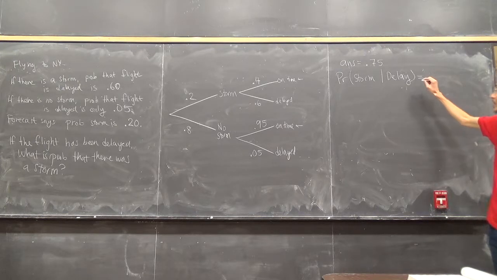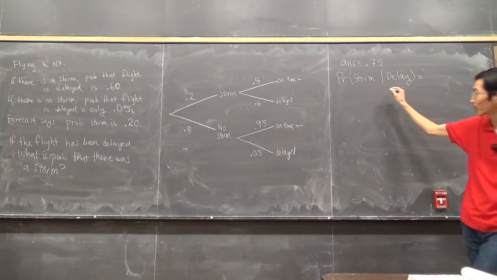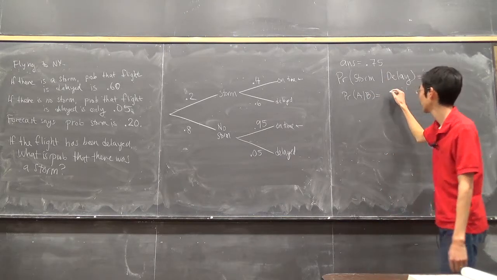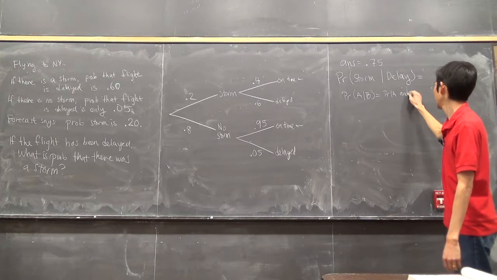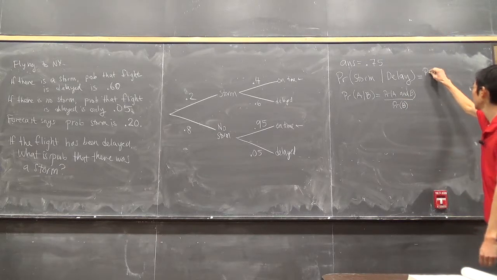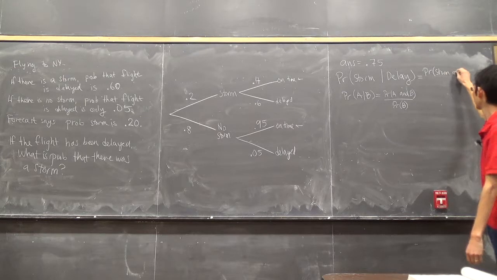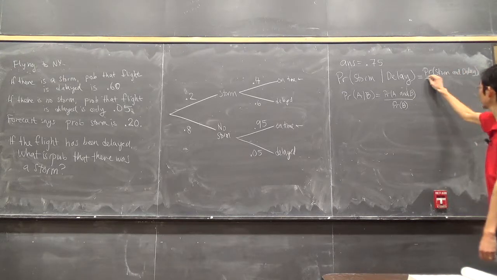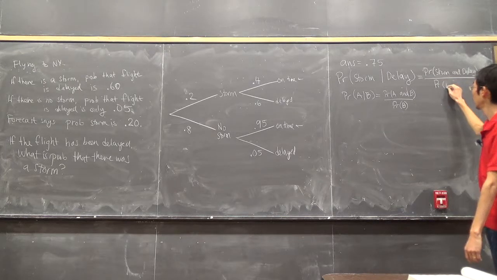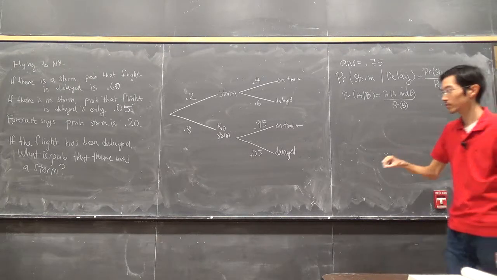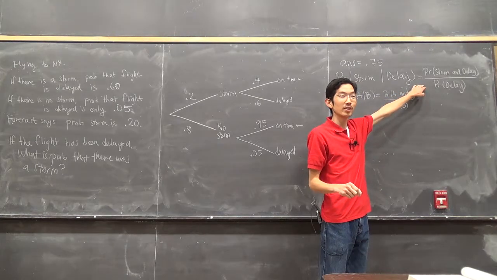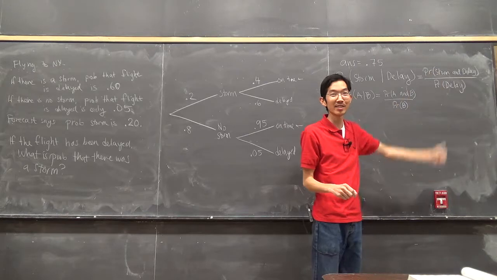Do we remember how to find this? So I might have written something like probability of A given B is equal to the probability of A and B divided by the probability of B. So over here, I'm going to have the probability of storm and delay divided by the probability of delay.